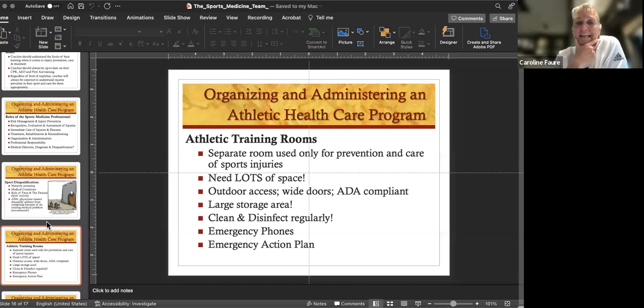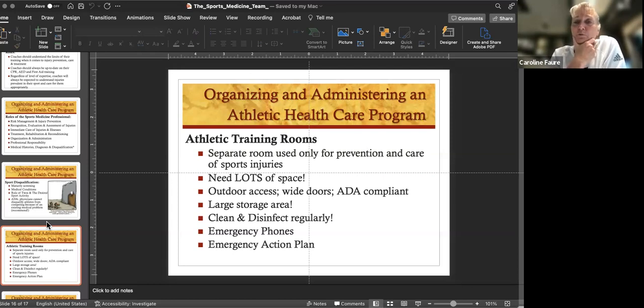Also, if they can get a room with outdoor access, where the door goes straight to the outdoor playing surfaces, that is always helpful, just so you don't have to navigate through hallways. That's especially difficult when you're trying to haul a kid with a sprained ankle. Try a big 280-pound offensive lineman. That's no fun to try to carry them and get them through that area. So outdoor access is always nice.